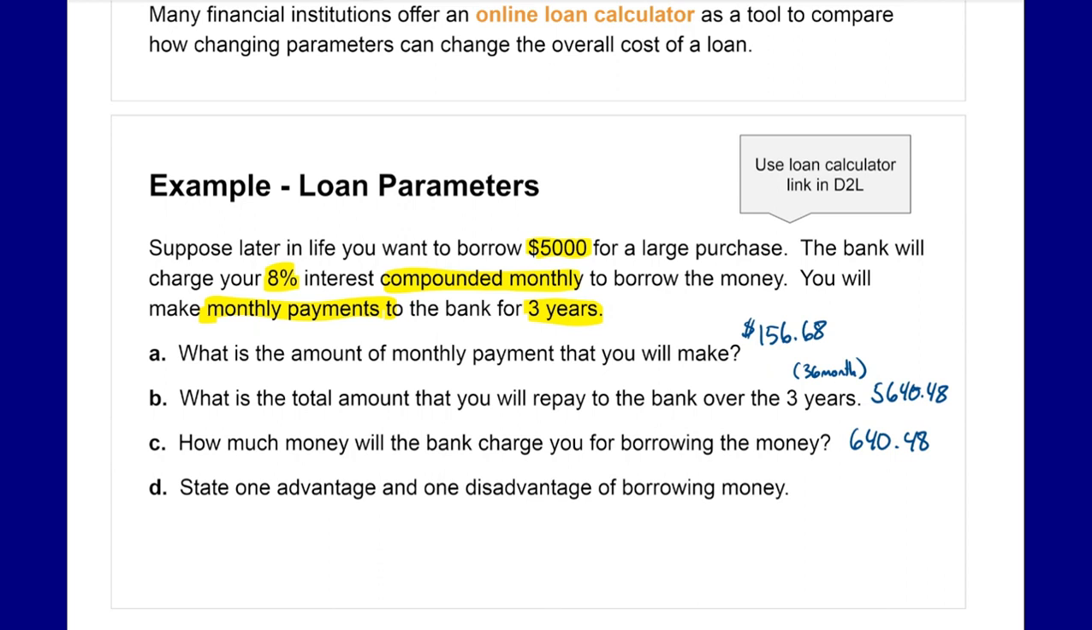So that's the thing about loans. You don't just get the money and only pay the interest. You have to pay back the money that you took out.